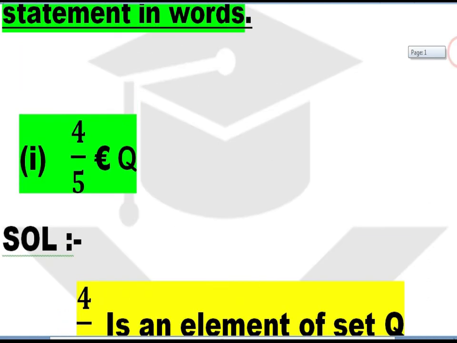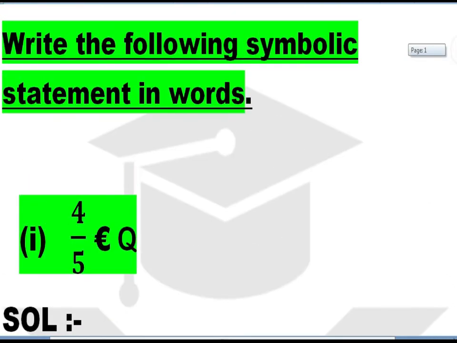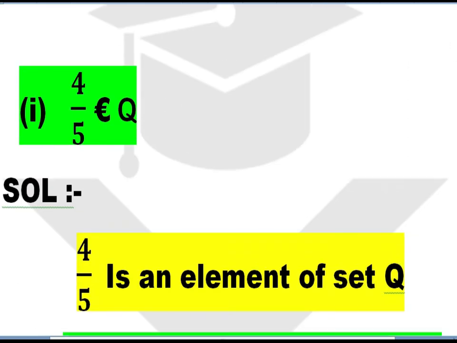Question number 1 is given here. Write the following symbolic statement in words. Whatever statement is given, we have to convert it into words. 4/5, this symbol we saw in this standard. This is called belongs to. If I cross this, then we have to say does not belong to.